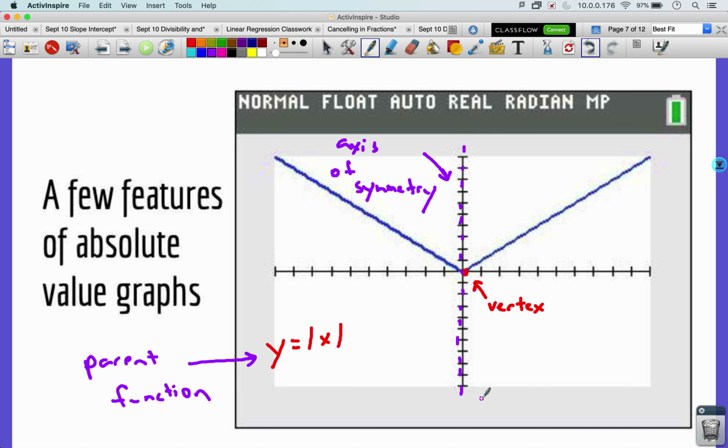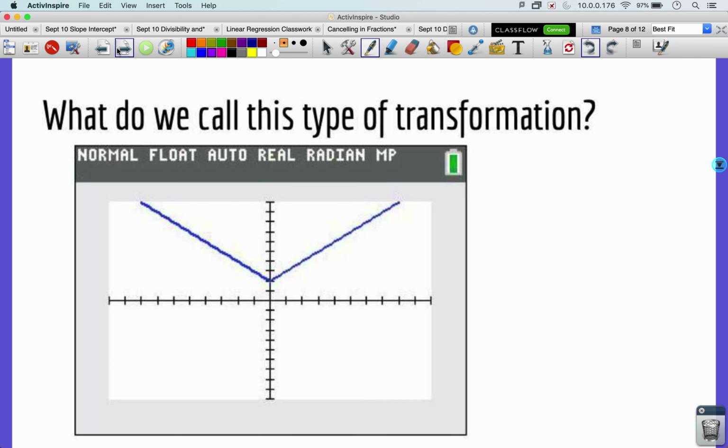So one idea for graphing these is to always start with this graph here with the vertex at 0, 0, and a slope of 1 and -1 on both sides. Start with this graph and then just transform it wherever we need it to go. So what do we call this type of transformation? Compare it to the previous graph and we'll see that this has gone 2 up, so this is a vertical shift.